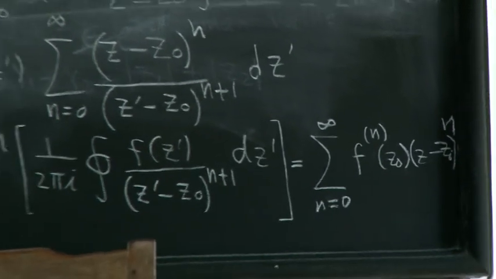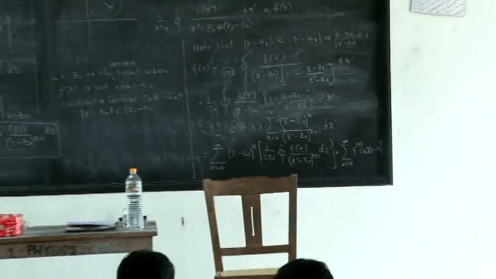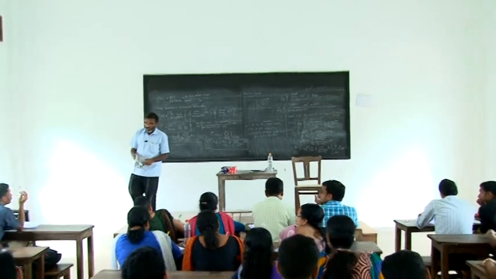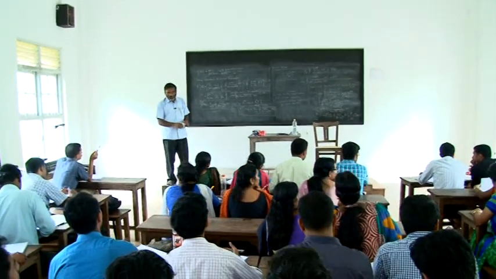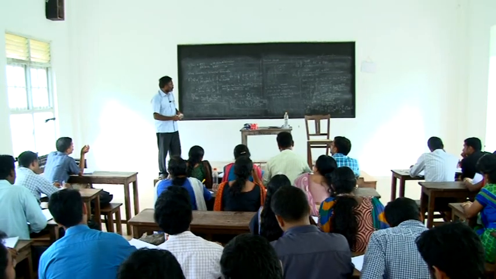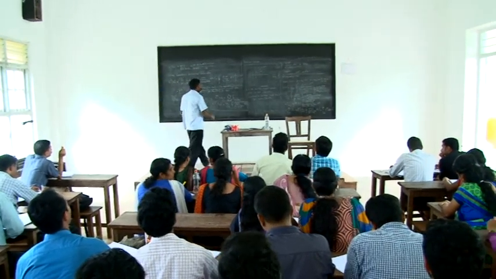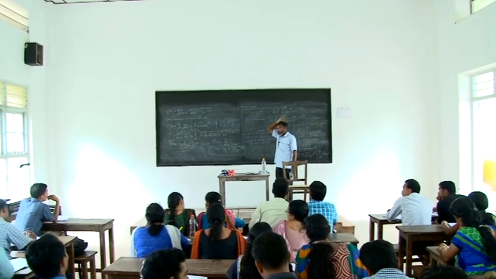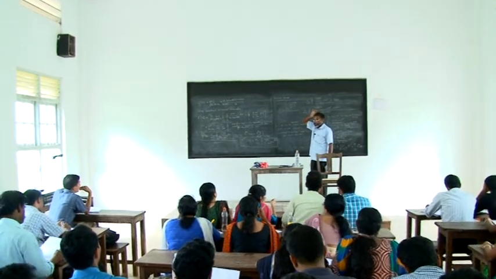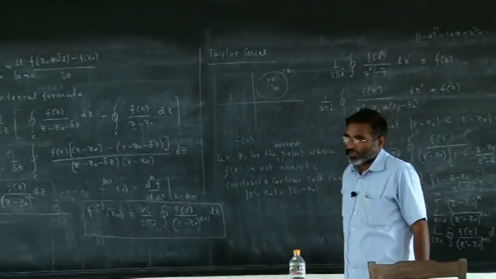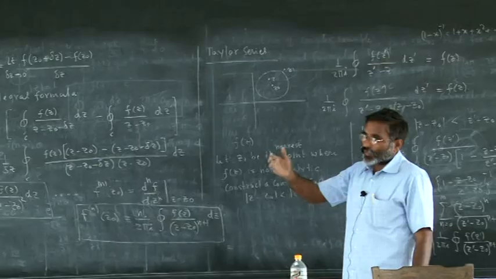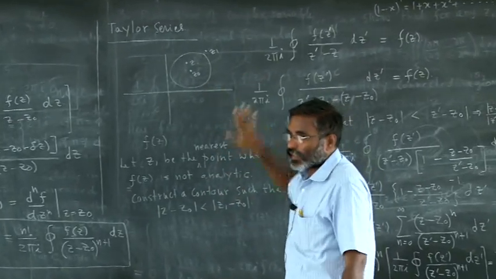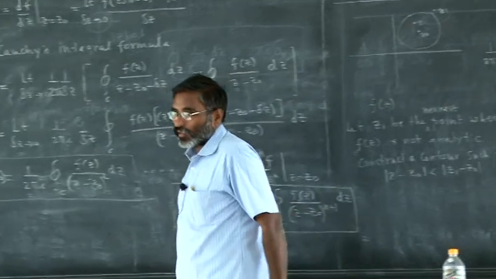So a function which is analytic can be expanded in a Taylor series. In this derivation, is this function analytic? f of z should be analytic at the point z. f of z is analytic inside this. That is our Cauchy integral theorem proof of it. f of z is analytic, but f of z by z minus z naught is not analytic at z naught. That is okay. But f of z is analytic. Only when it is analytic can we expand.